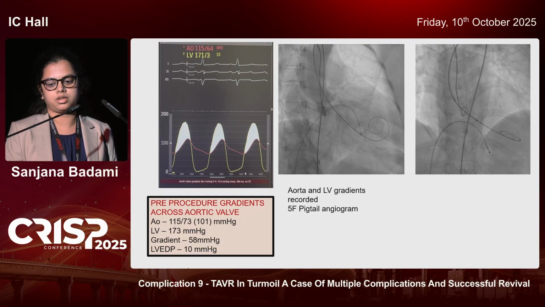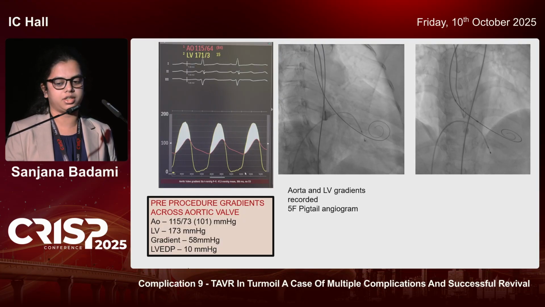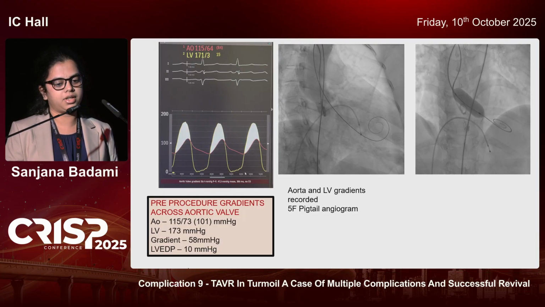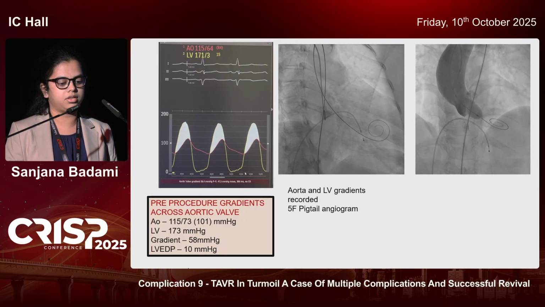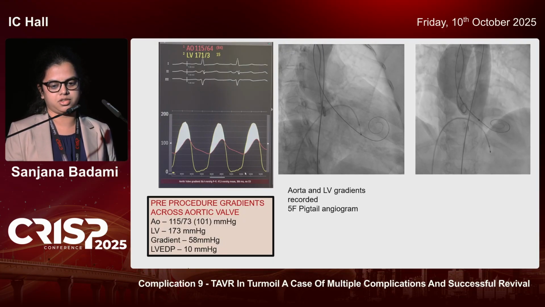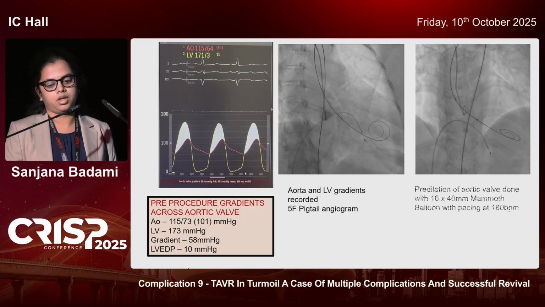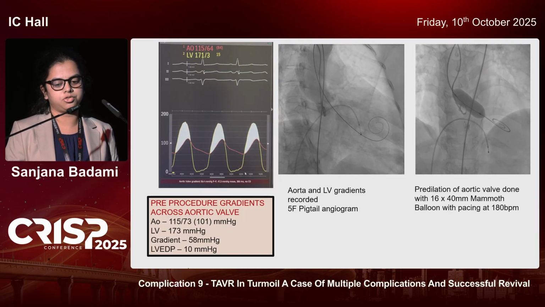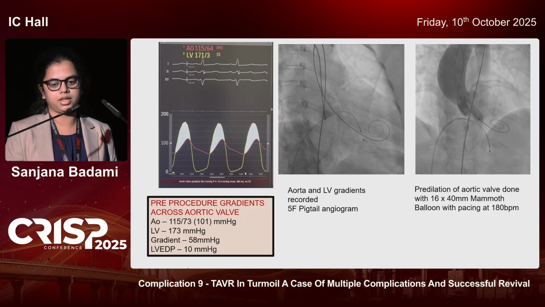The aortic valve was crossed with a straight tip wire using an AL2 catheter, and pigtail angiogram was done. The gradients were recorded. The peak-to-peak gradient was 58 millimeters of mercury. Pre-dilatation was done using a 16 by 40 mm Mammoth balloon with pacing at 180.